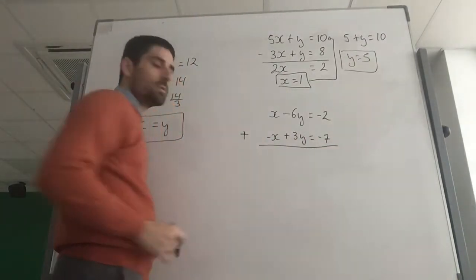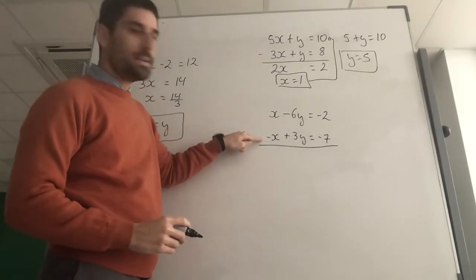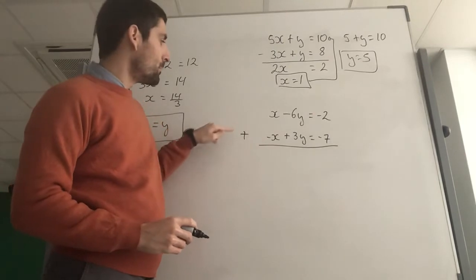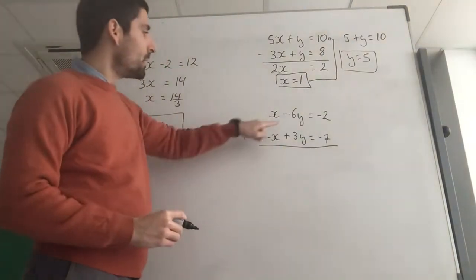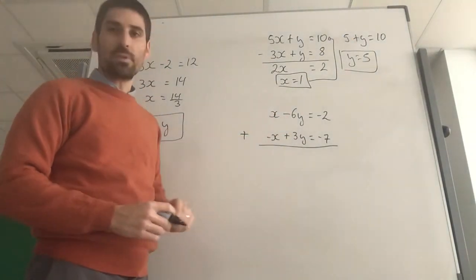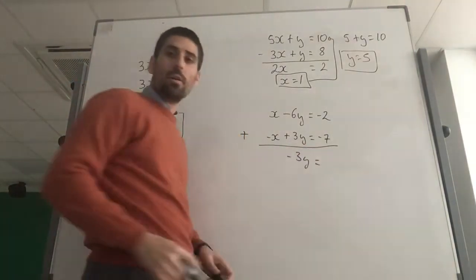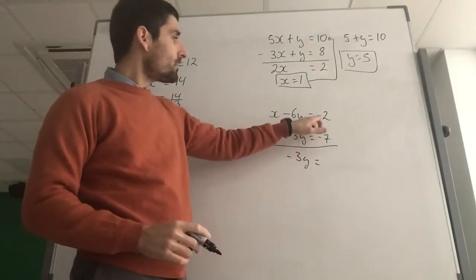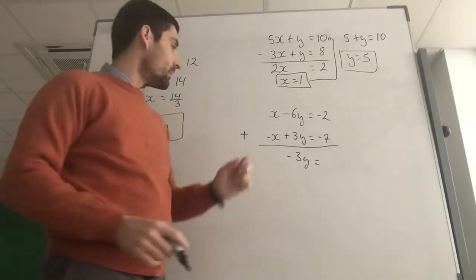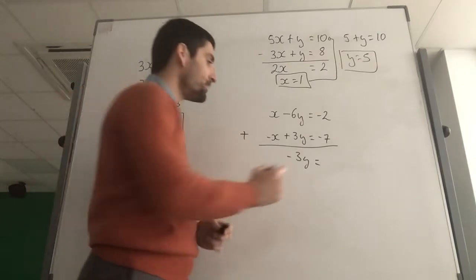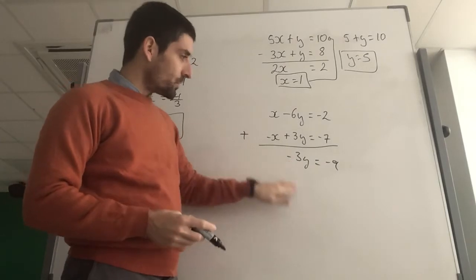So I'm going to take these 2 equations and I am going to add them together. Positive X add negative X, so that's 1 plus minus 1, well that's 0. So I've eliminated the X. Minus 6 add positive 3, please tell me that you got negative 3y. And then minus 2 add minus 7, oh god, this is where it gets painful. Negative 2 add negative 7, minus 9.